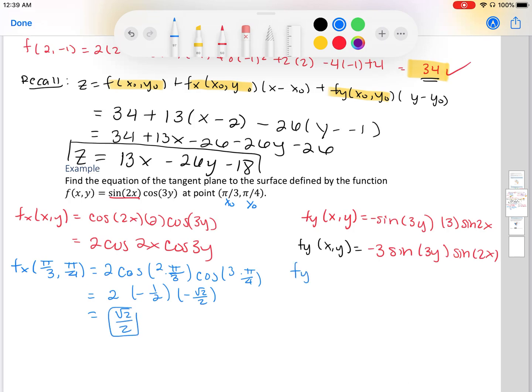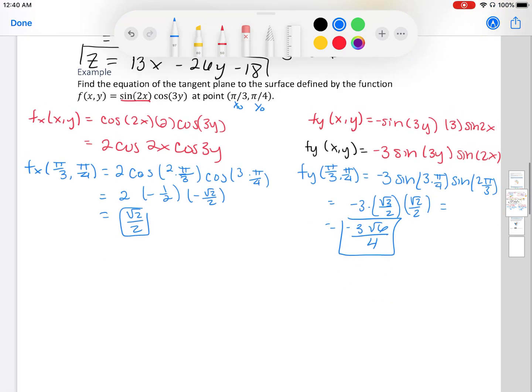Okay, and for y, let's plug in those points of pi over 3 and pi over 4. We get negative 3 sine times 3, where y is pi over 4, and then sine of 2 times x, which is pi over 3. So that we get negative 3 times square root of 3 over 2 and square root of 2 over 2, which gives us negative 3 square root of 6 over 4.